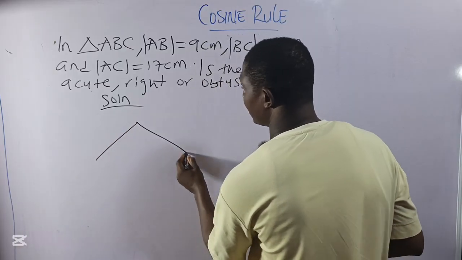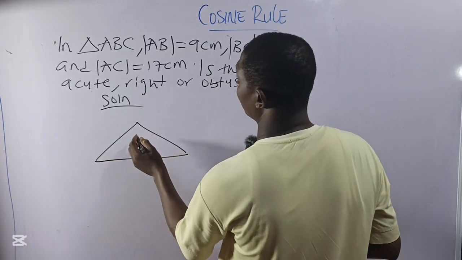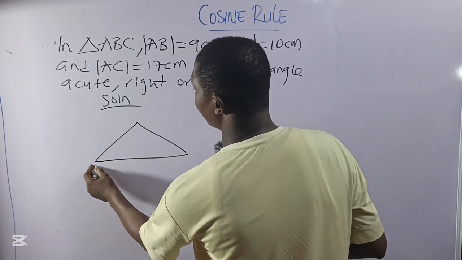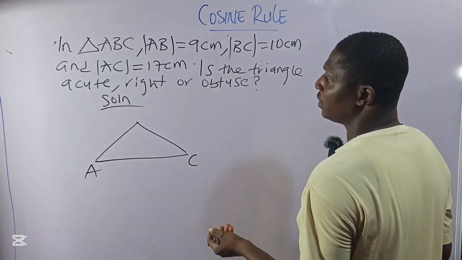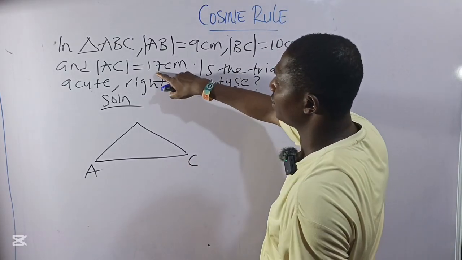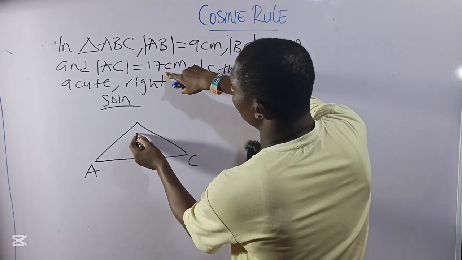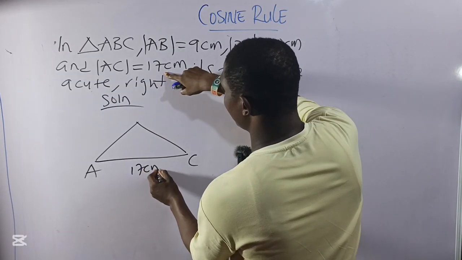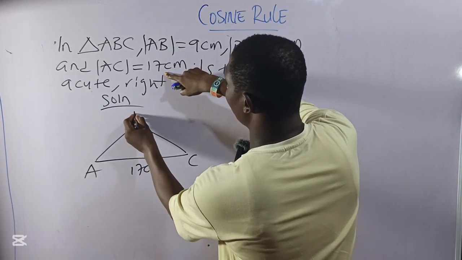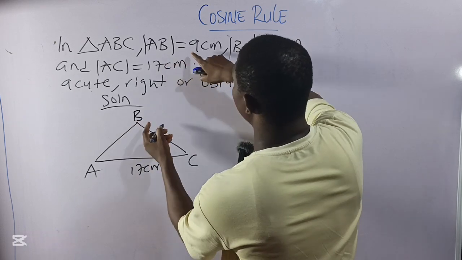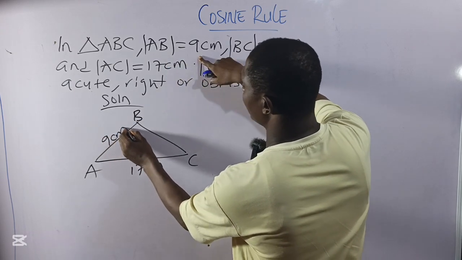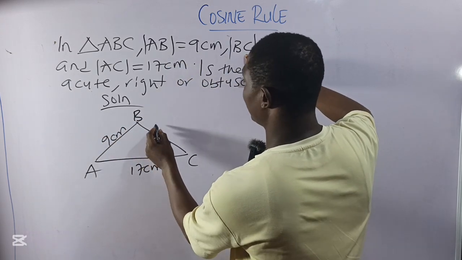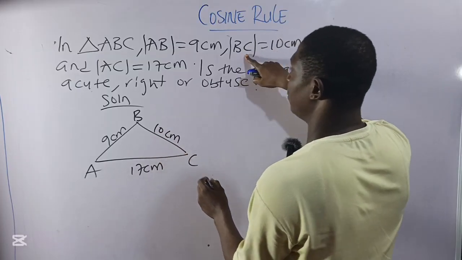So if I'm doing this again, I will have here as my AC. Why am I taking this as my AC? The longest side here is 17 centimeters, so this is the biggest angle. It must correspond to the biggest side. So I have my 17 cm here, and here certainly must be my B. So my AB is 9 cm, I'll have my 9 cm here. And my BC is what? 10 cm. I'll have my 10 cm here.